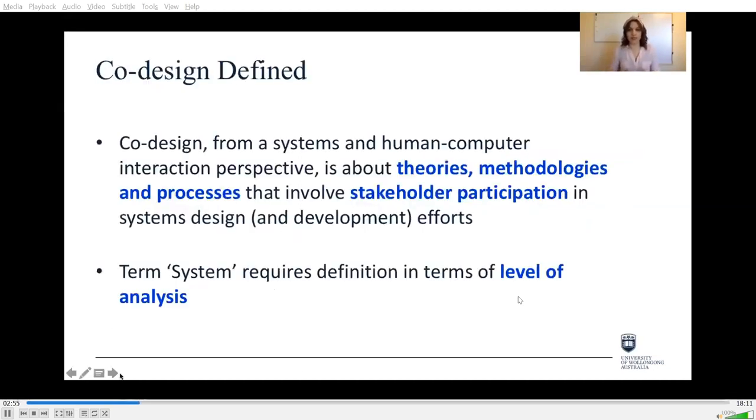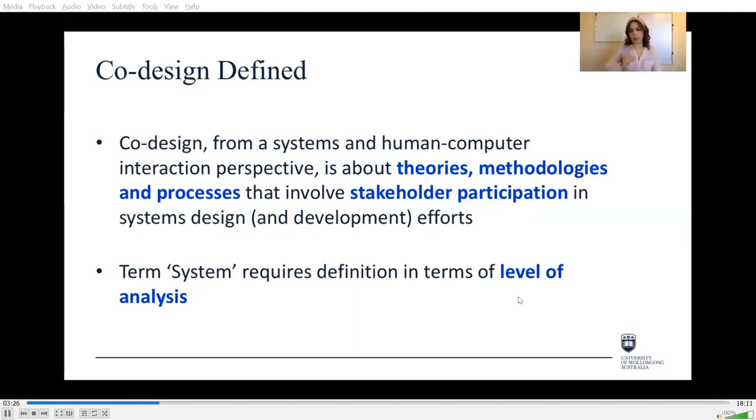Rather than focusing on technological determinism as a perspective, co-design, from a systems and human-computer interaction perspective, is about the theories, methodologies and processes that involve the social elements in addition to the technical. That is, they involve stakeholder participation in systems design and arguably development efforts. So the development efforts allow us to veer our discussion more towards co-production in addition to co-design.